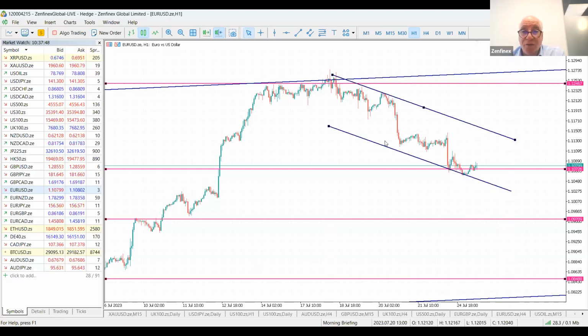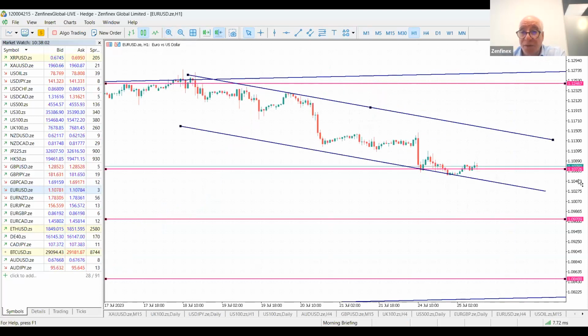And remember, the channel is there really to give me some boundaries, some frames. Even these support and resistance levels are boundaries. So we're now stuck in this little area here. Now we can go down to a bit of a closer view.